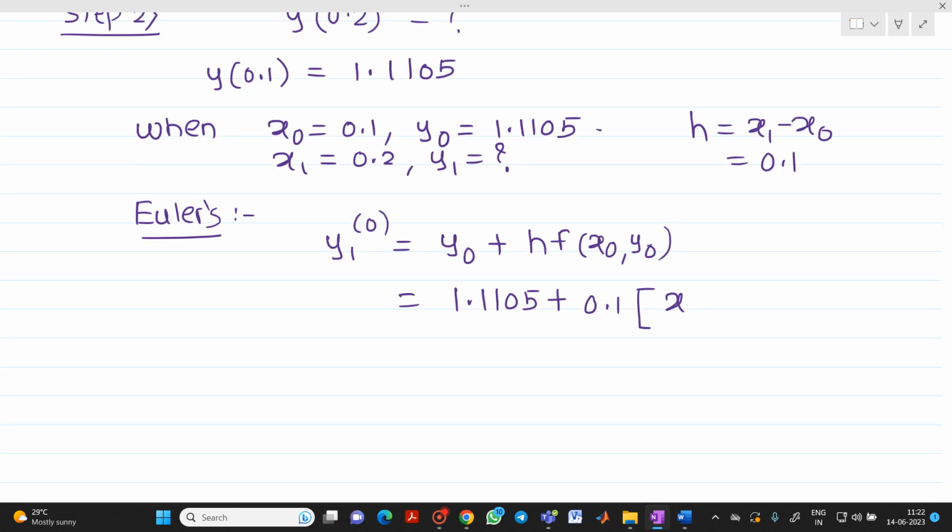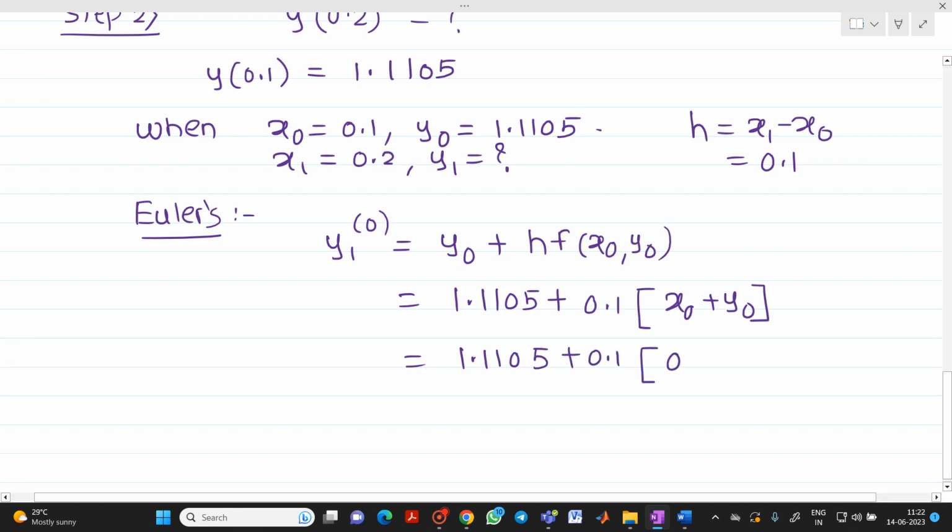So here it will be x equal to x0 and y equal to y0. So if you substitute, you will get 1.1105 plus 0.1 into bracket, x0 in this case will be 0.1, y0 will be 1.1105. So do the calculation: 0.1 plus 1.1105, into 0.1 plus 1.1105, you will get answer as 1.2315. So this is the answer of y1 of 0.